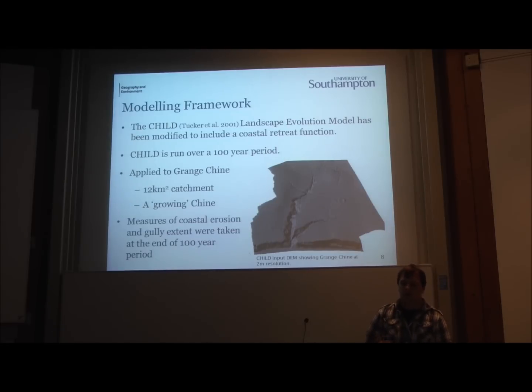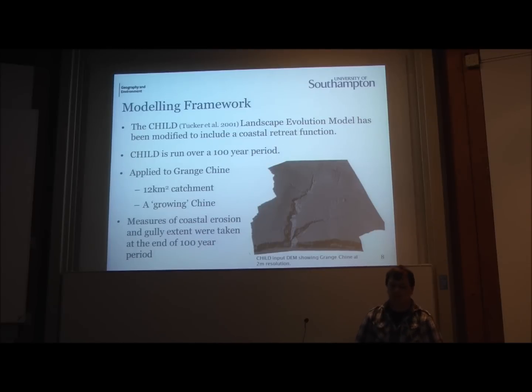I've employed the CHILD landscape evolution model, which has been modified to include a coastal retreat function. Previously, none of this suite of landscape evolution models available had these processes inbuilt, so we've built one of these and coded it and added it to the model. It's run over a 100-year period, so we're looking at the next century of climate change.